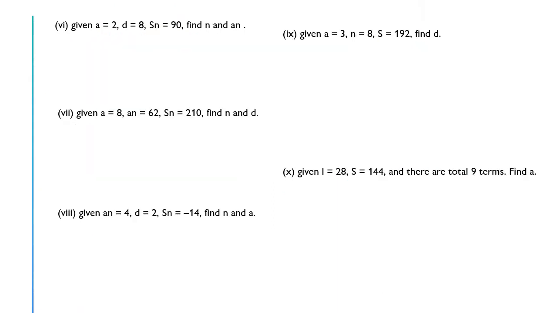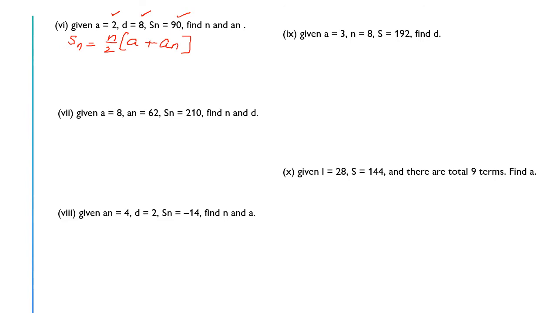Again, there are 5 questions the same way. In this, we will not do all the sums. I'll just explain how to do it, and then you can find out on your own. Given a equal to 2, d equal to 8, Sn equal to 90, find n and an is the question. What is it that you have to find? N and an are asked. So you can write n by 2 into a plus an. Now a is given as 2, d is given as 8.